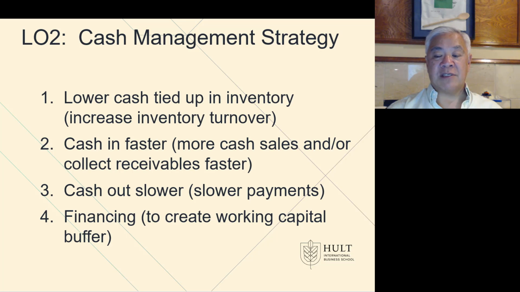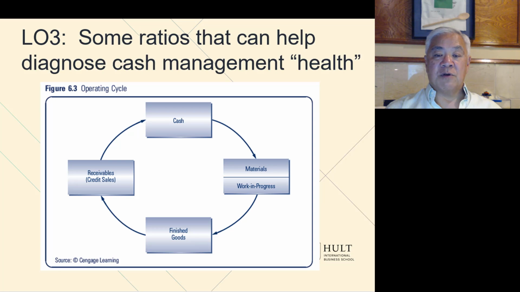Third is cash out slower, which means negotiate for terms or pay right to the edge of when it's due. Let's try not to be late with payments, but let's not pay too early either. And the last but not least scenario is if we're short on money, we need financing. So the financing can come in the form of debt, which is borrowing, or equity by way of selling stock, whether it's common or preferred stock. So there are some ratios in this section that we could use to diagnose our health and where our health or lack of health is coming from.